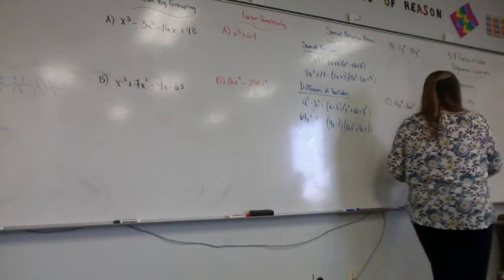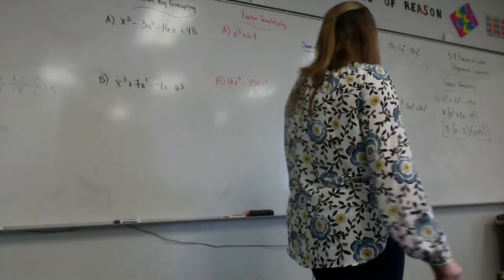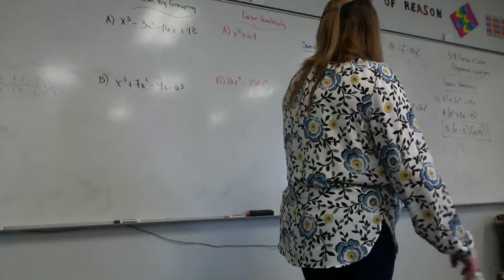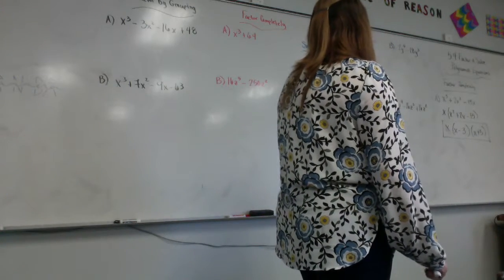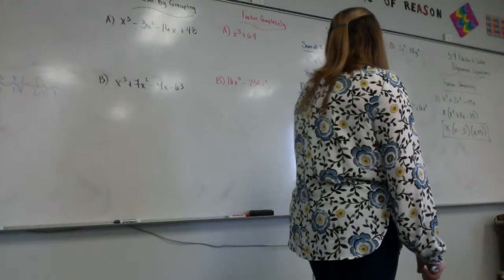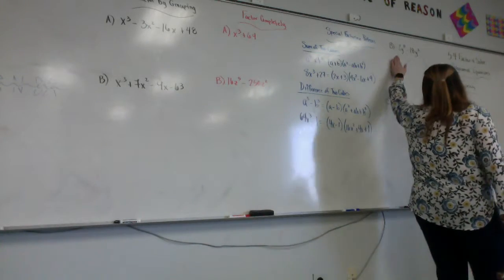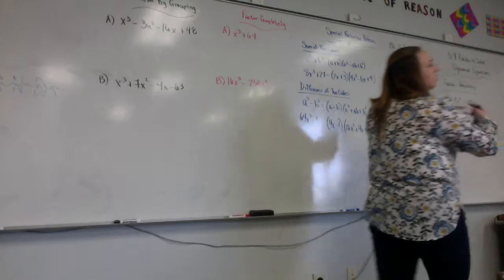Now, I've factored it as far as I can. Okay? That's factoring completely. That was a pretty simple one. What about up here? 2y to the 5th minus 18y cubed. Can I take something out of all of that?